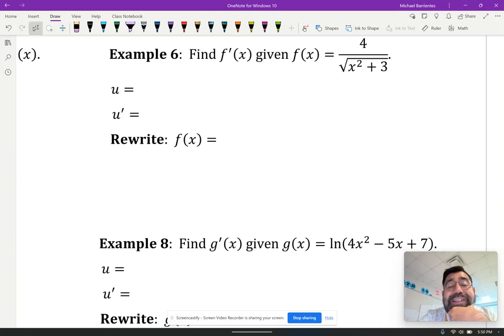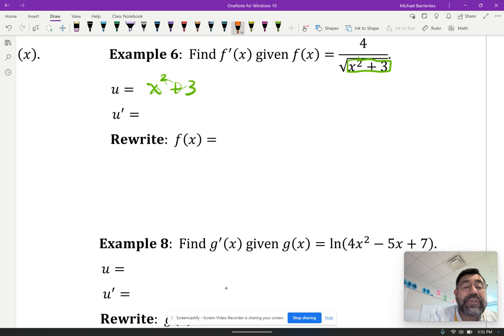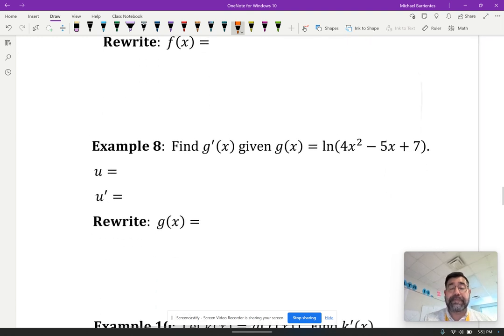What's the inside? Well, I see a radical. I see a square root. By the way, the symbol is the radical. The operation is the square root. So I'm using the radical symbol to signify taking the square root. But inside of that, we have x squared plus 3. Can I take the derivative of that? Sure. The derivative of x squared plus 3 is 2x plus 0, which is just 2x. So far, so good.